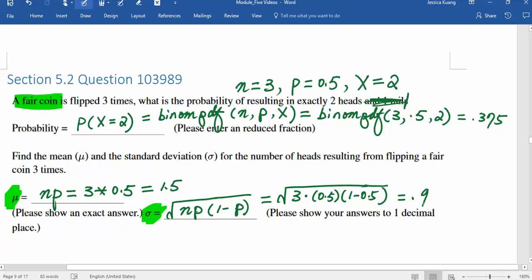So with a binomial distribution, this is how you calculate the probability, the mean, and the standard deviation. And once again, a binomial distribution is when you have a situation where you either get, for example, a head or a tail, only 2 possible outcomes, and then you repeat the experiment or the trials multiple times. In this case, 3 times.